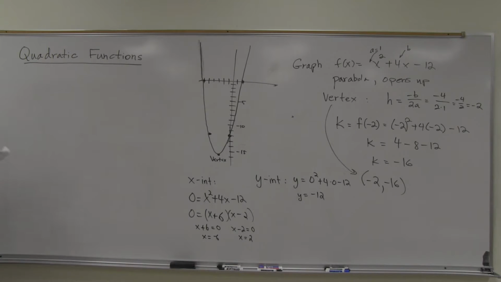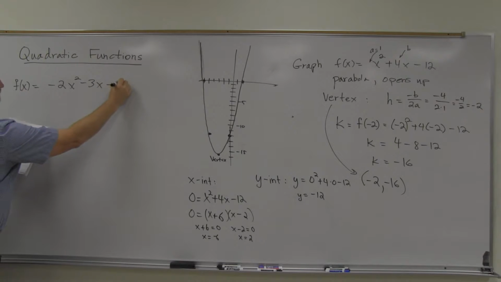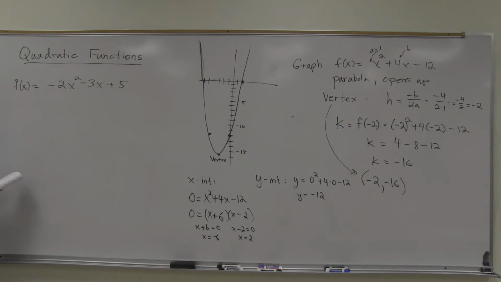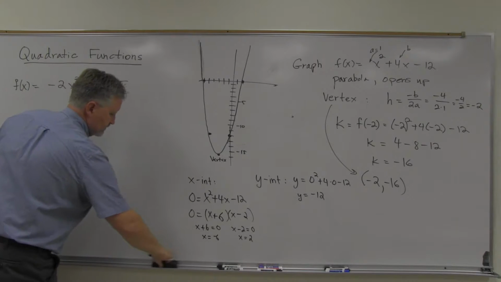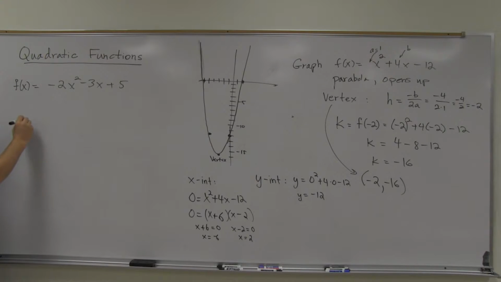How about this one? F of x equals negative 2x squared minus 3x plus 5. Do the same thing there, graph, and all that good stuff. All right, this one's going to open, well, you got the A here is -2, so that one's going to open down.